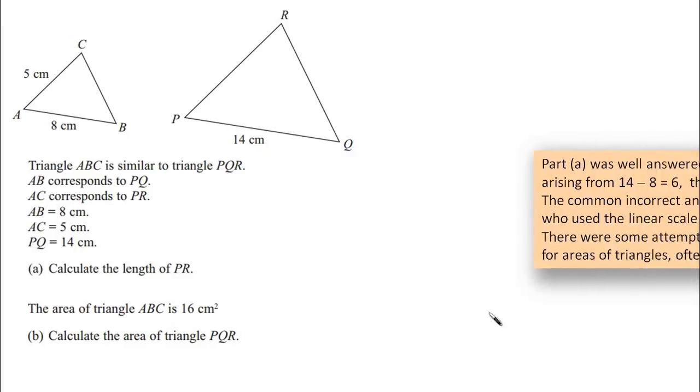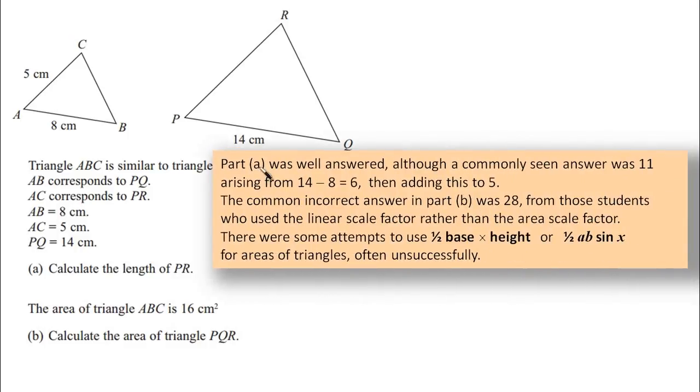Okay, let's have a look at the examiner's remarks. They say part A was well answered, although there was a commonly seen answer of 11, which was when people subtracted 8 from 14, getting 6, and then added 5. Well, that's going to give them an incorrect answer. For part B, the common incorrect answer was 28, which was when students used a linear scale factor rather than an area scale factor. And we'll have a look at what that means as we work through the problem.